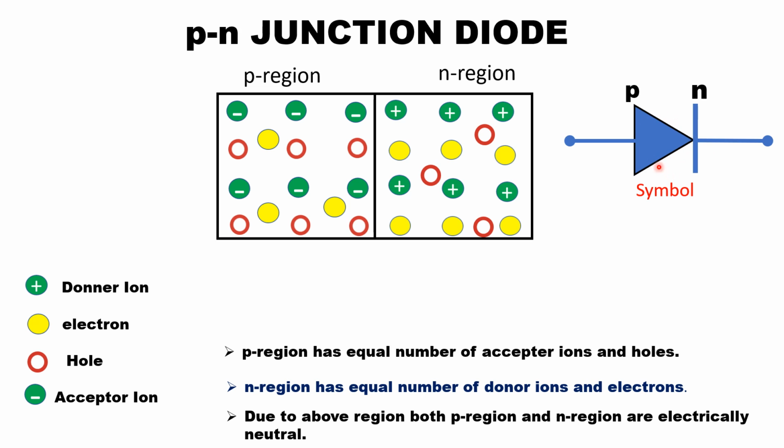Now this is the symbol by which we can represent a PN junction diode. It has two electrodes, one on the P side and one on the N side. It is called a diode due to the two electrodes. The arrow shows the direction of conventional current flow. The P side behaves as anode and the N side behaves as cathode. So it conducts current in one direction. Therefore, the PN junction diode is also known as a unidirectional semiconductor device.